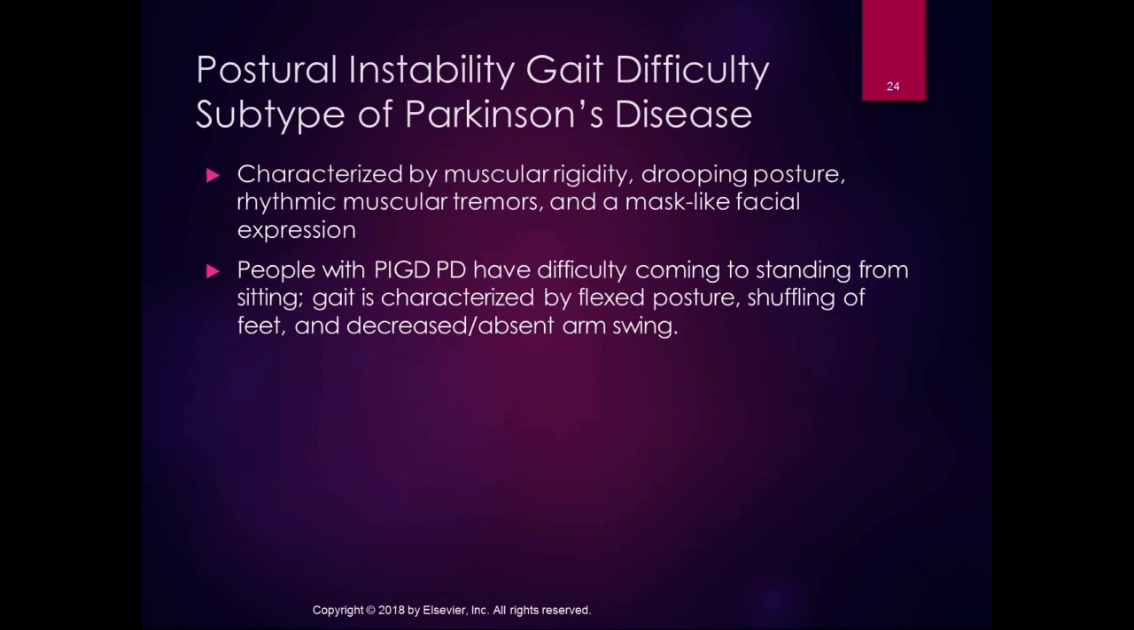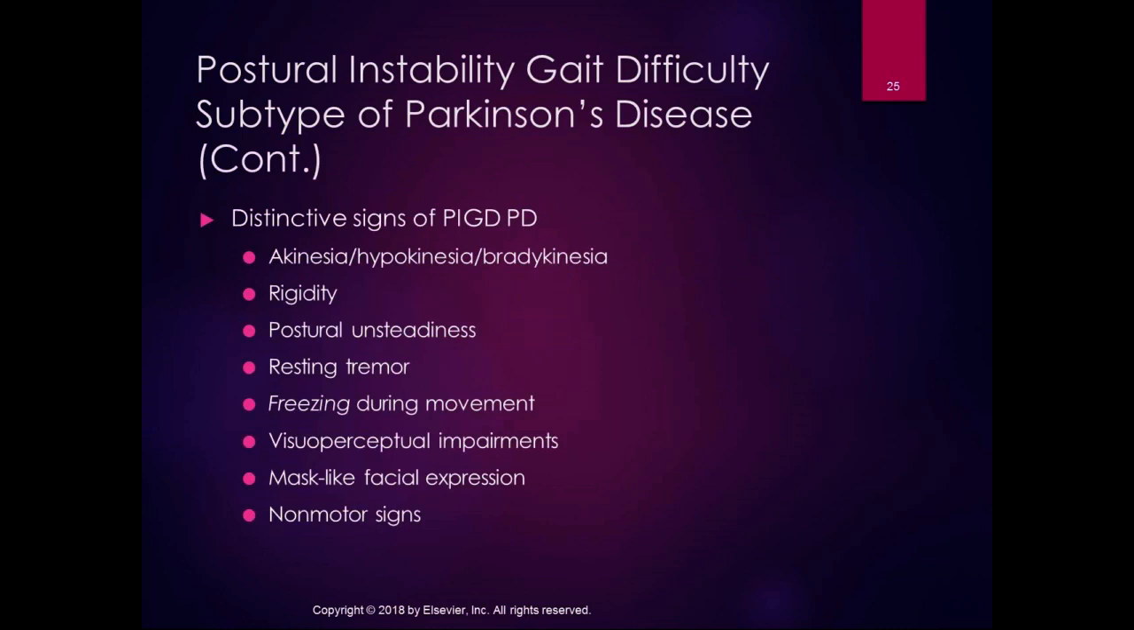So the TRAP symptoms. People with akinetic Parkinson's have difficulty coming to standing from sitting. Their gait is characterized by a flexed posture, shuffling of feet, and a decreased or absent arm swing. A lot of times, before they've even gotten to the shuffling part, they have that decreased and absent arm swing. So distinctive signs of akinetic Parkinson's include akinesia, hypokinesia, bradykinesia, all different ways of saying the same thing: either slow movements or smaller, slower movements, basically.